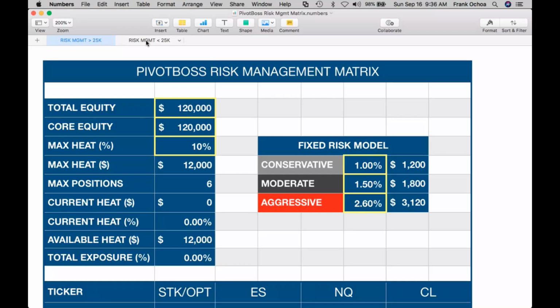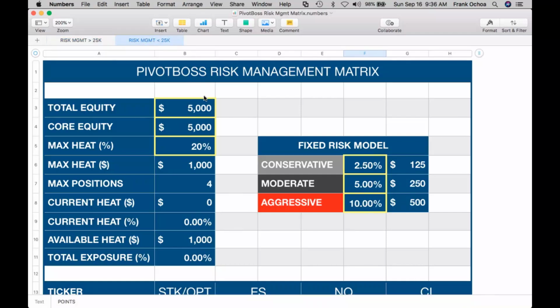So if you look over here at risk management below 25K, for example, if you had a 5K account, this is what it could look like. With a 5K account, if you haven't taken any trades yet, you'd have 5K total equity, 5K core equity. Say you have 20% max heat because it is an account of less than 25K, so you may want to risk a little bit more and make a little bit more. That means you would risk $1,000 at any one time. And if you are using, say, 5% of account as a moderate entry, you're risking $250 per trade.